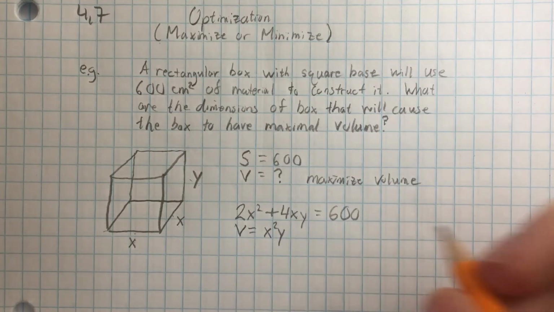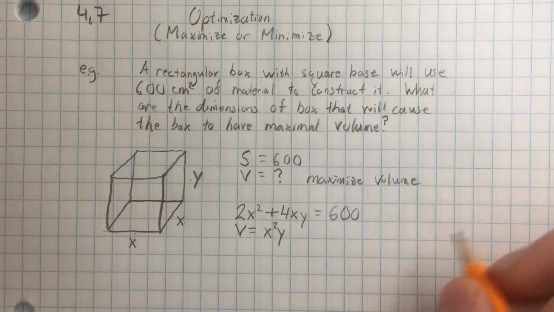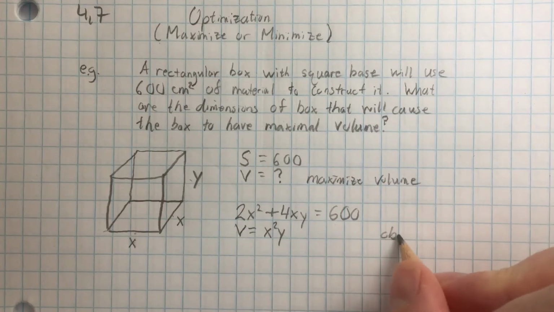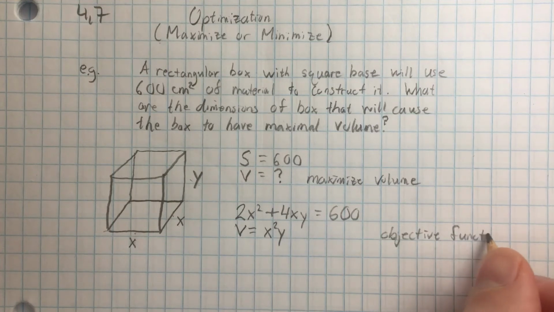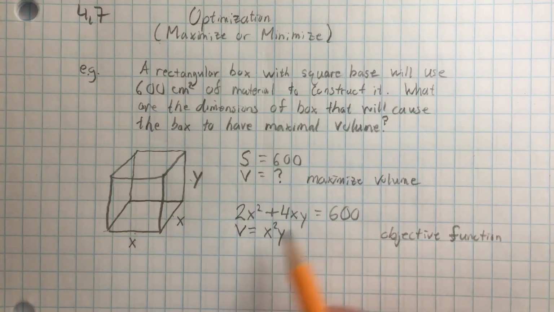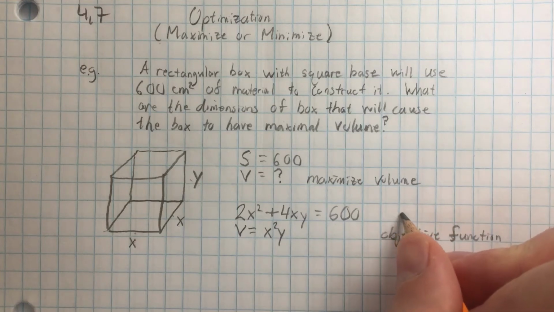Okay, so this function here, V equals x squared y, is called the objective function in these types of problems, because it is your objective to, in this case, maximize. It could have been a minimize problem, but it's not. It is your objective in this case to maximize this particular function. We want to get x squared y to be as large as possible. Over here, this equation is called a constraint.